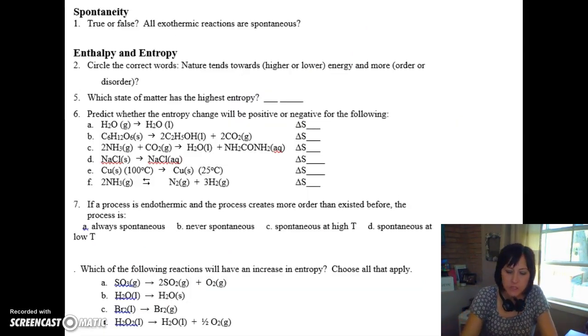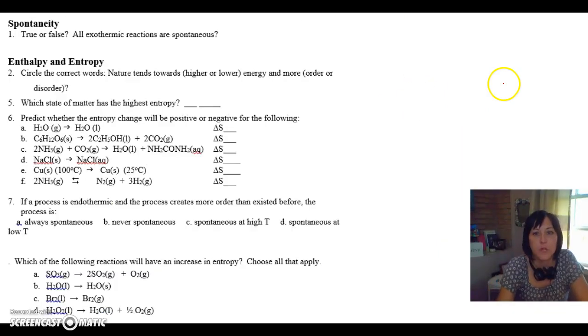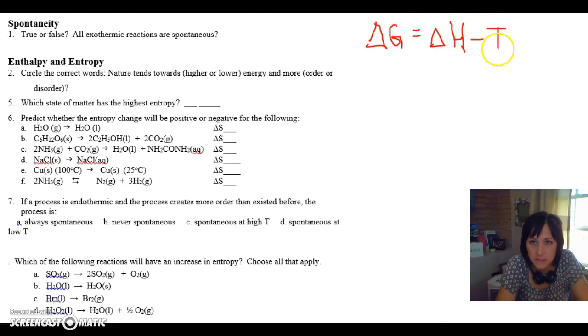Okay, so now let's talk about spontaneity, entropy, Gibbs free energy. So let's review here. Let me open this. Okay, sorry, I want to make it bigger. All right, so we have our Gibbs free energy, right? Delta G is equal to delta H minus temperature times delta S, right? If our Gibbs free energy is negative, things will be spontaneous, right?